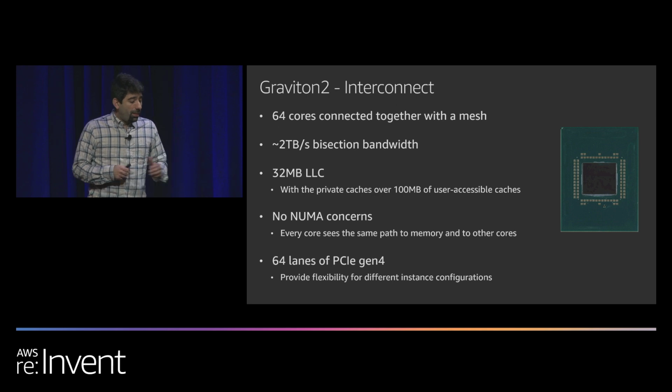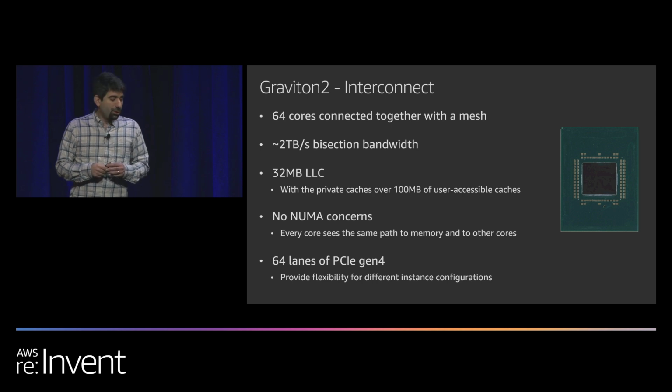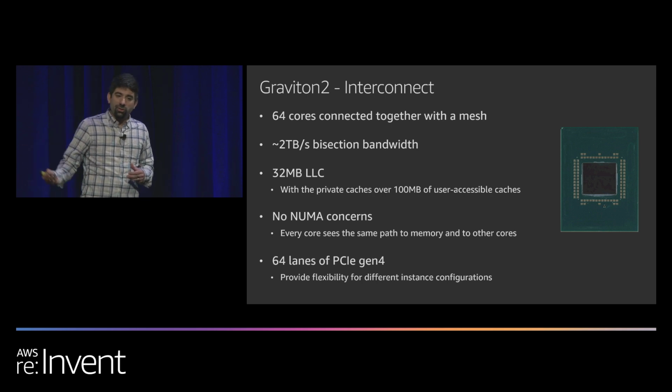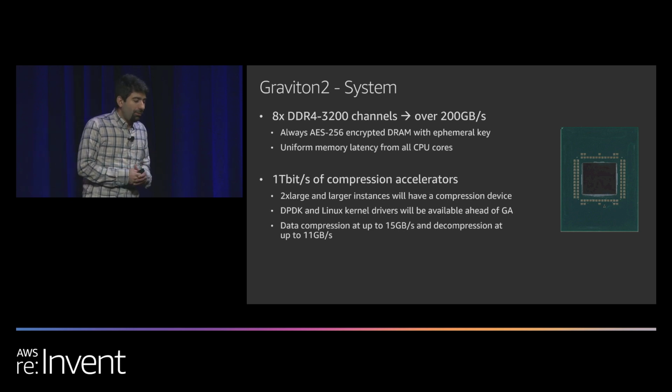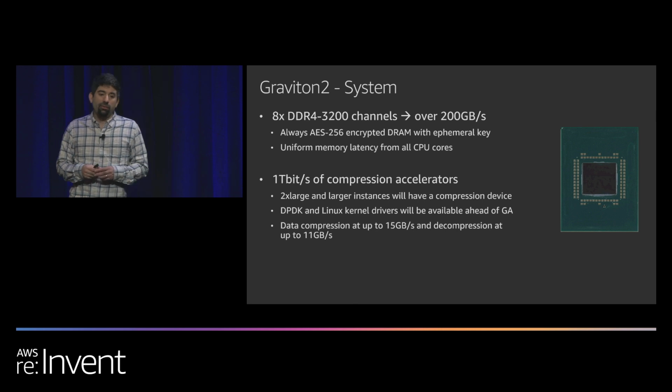I mentioned there are no NUMA concerns. Every core sees the same path to memory. And then we have 64 lanes of PCI Gen 4, which provides flexibility for different instance configurations, some of which Sudhir shared, with instance store and without. At the system level, we have 8 DDR4 3200 controllers. That's over 200 gigabytes a second of theoretical bandwidth.